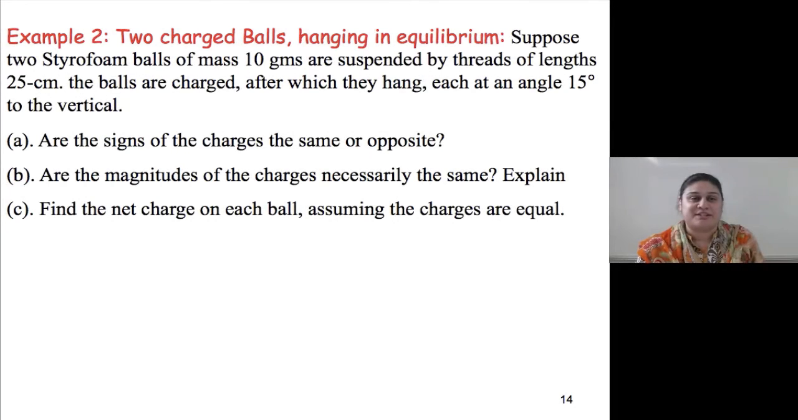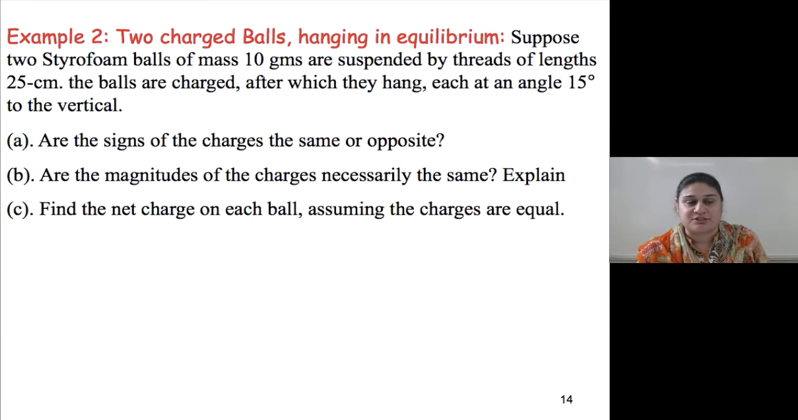Now let's do another example. Two charged balls hanging in equilibrium. Suppose two styrofoam balls of mass 10 grams are suspended by threads of length 25 centimeters. The balls are charged, after which they are hung, each at an angle 15 degrees to the vertical.